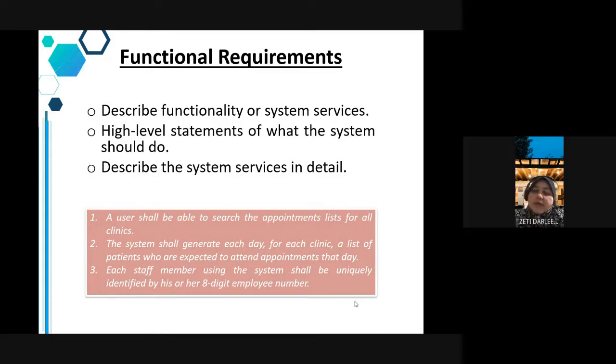Yeah, why? Because the audience intended for reading the requirements is different. So it contains high level statement, meaning it's dalam bentuk natural language dan juga supported by diagram as well. Yeah. So it describes the system service in detail. For example, dekat sini dia kata a user shall be able to search the appointments list for all clinics. That is the statement. Okay.